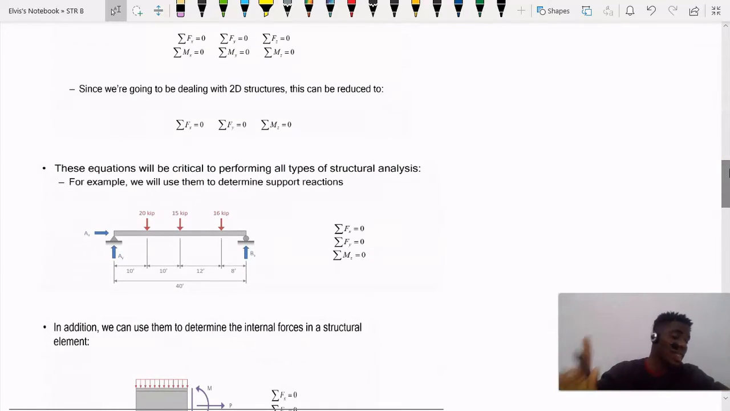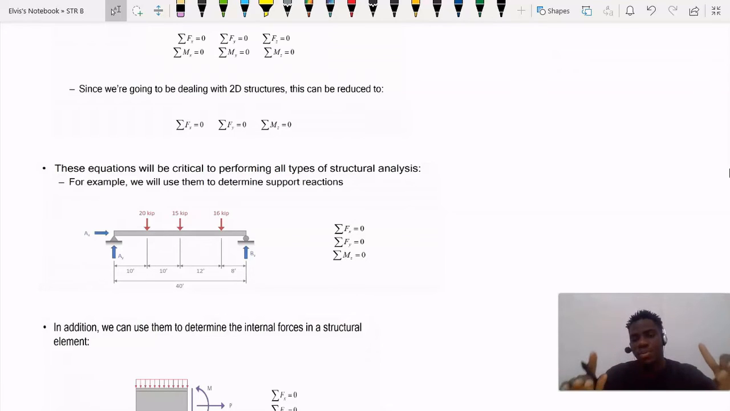Now, guys, like I said earlier, the first step when analyzing a building, you need to determine the support reaction, because the structure needs to be at equilibrium. We don't want our structure to run away from us. We always want our structure to be static. Now, guys, as you can see, these are the three equations of equilibrium.